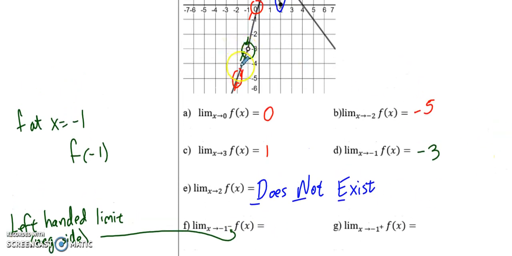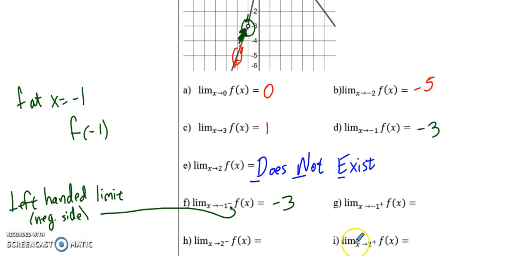So if we go back up to here, here's x equals negative 1. What is the function approaching? Exactly, negative 3. So what happens with the plus? Well, the plus is the right-handed or right-sided limit. In other words, we're approaching it from the positive side of that number.